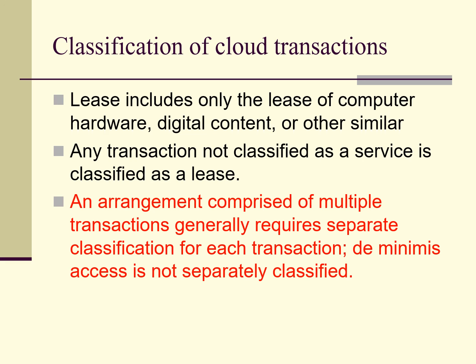An arrangement comprised of multiple transactions generally requires separate classification for each transaction. If at least one of the transactions is a cloud transaction, but not all of the transactions are cloud transactions, the cloud transaction rules apply only to classify the cloud transactions. However, any transaction that is de minimis, taking into account all of the arrangement and the surrounding facts and circumstances, will not be treated as a separate transaction, but as part of another transaction.